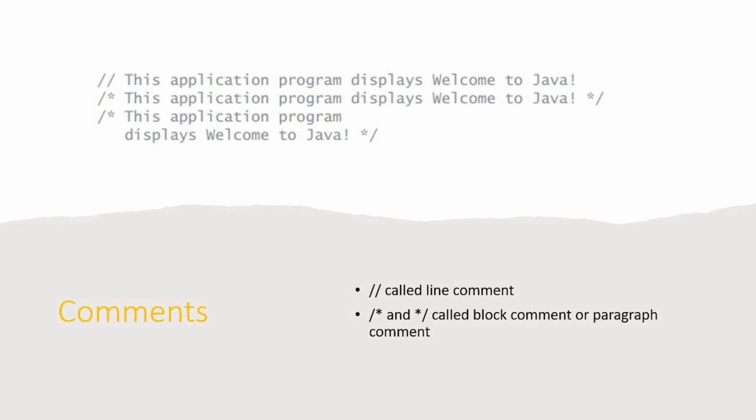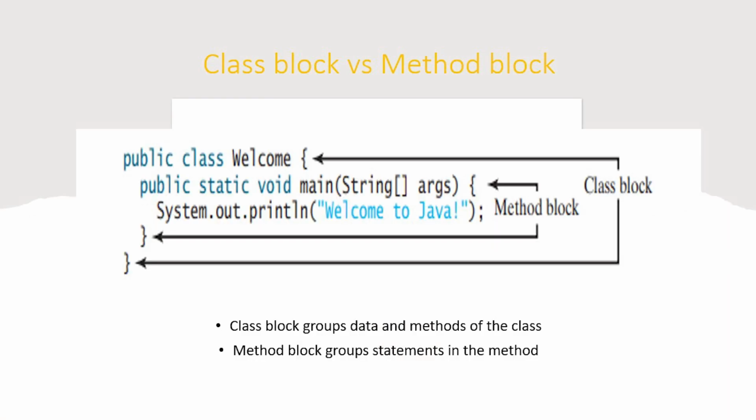A pair of curly braces in a program forms a block that groups the program's components. In Java, each block begins with an opening brace and ends with a closing brace. Every class has a class block that groups the data and methods of a class. Similarly, every method has a method block that groups the statements in the method. Blocks can be nested, meaning that one block can be placed within another as shown in the following code.